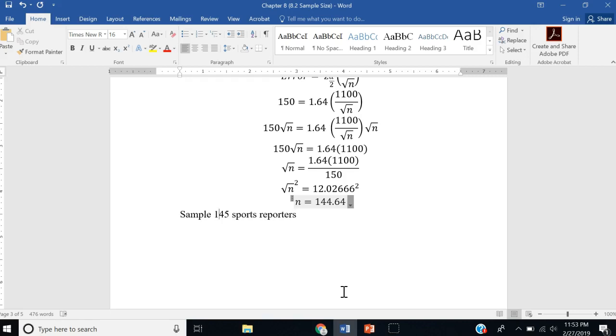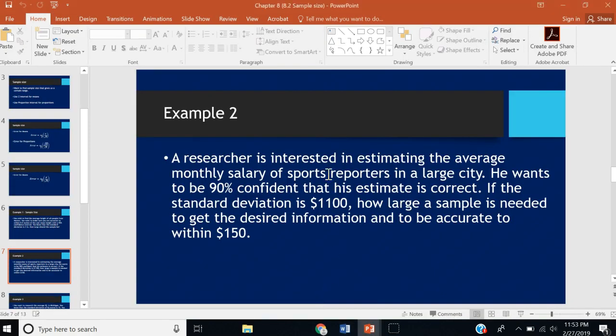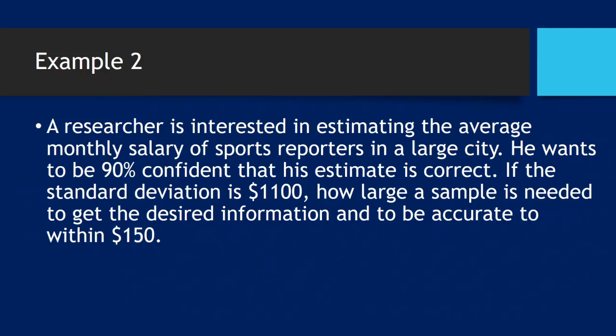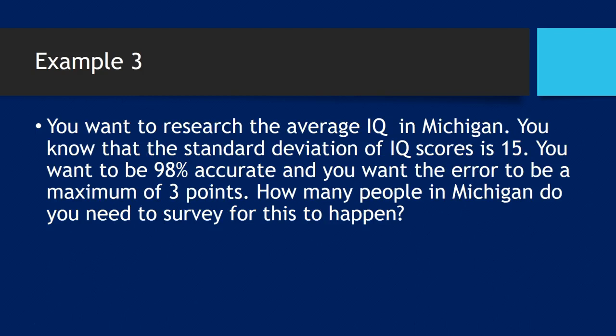All right, hopefully that makes sense. So again, hopefully that makes sense. Hopefully you've done that and can move along. All right, let's say this. I want you to do one more example. In this example, we're going to do average IQ in Michigan. So push pause on the video, do the example, and then we'll move forward.